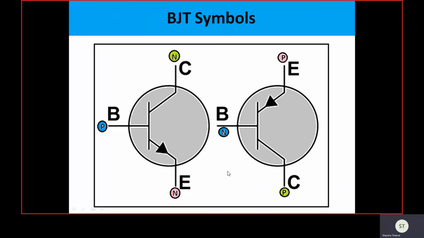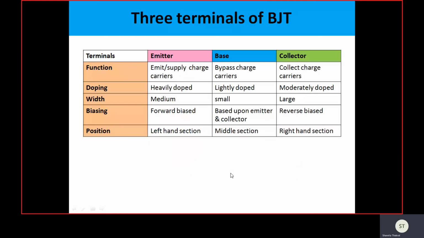These are the symbols of NPN and PNP BJT. The difference between these two symbols can be seen: in the case of NPN BJT, the direction of current is outward, and in the case of PNP BJT, the direction of current is inward, and the current is always marked on the emitter terminal. And what are the basic differences between the three terminals of BJT?